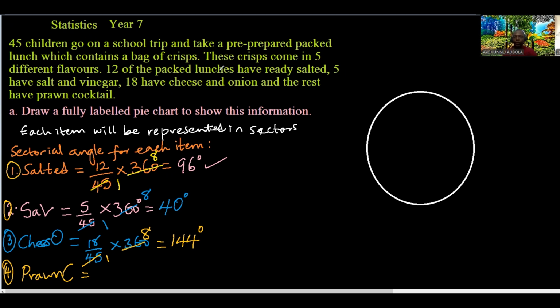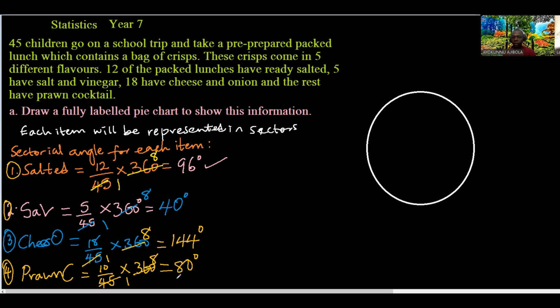So, what is 12 plus 5 plus 18? That should be 35. Okay. So the total of those ones is 35, and the total is 45. So 45 minus 35 will give us 10. So that means 10 comes with the other flavor. So 10 over 45 times 360. 45 into 1, 45 into 8. 8 times 10 is 80 degrees.